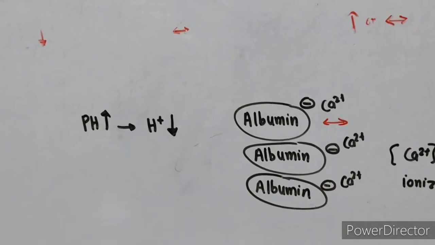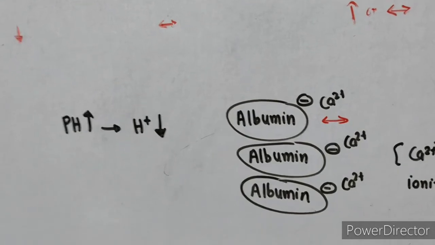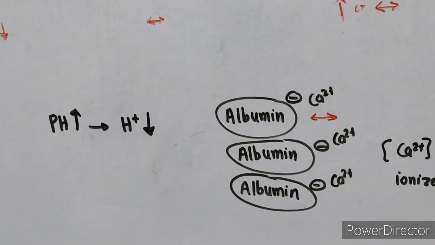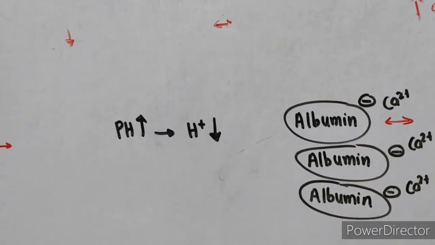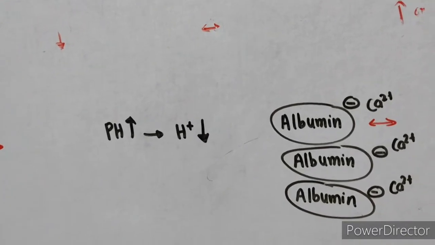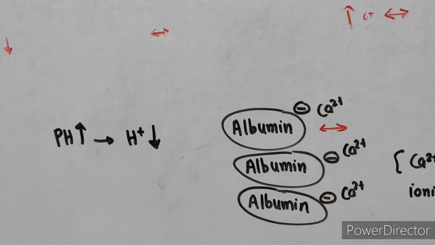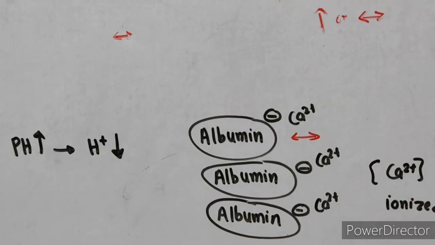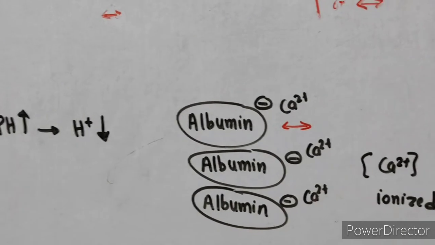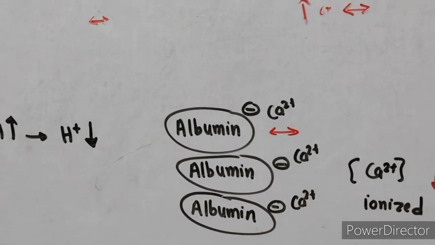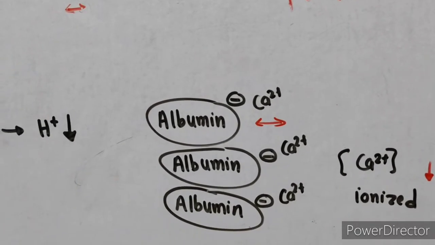Albumin is negatively charged. It binds positively charged ions like calcium ions and H plus ions, hydrogen ions. Hydrogen ion normally binds with negatively charged albumin. But in case of alkalosis, pH is high, it means hydrogen ions are less in amount. When hydrogen ions are less, they do not bind with albumin. That's why in place of hydrogen ion, more calcium ions bind with the albumin. Due to which, total serum calcium is constant because of no change in albumin level. But ionized calcium will be decreased because now ionized calcium has bound to the albumin.